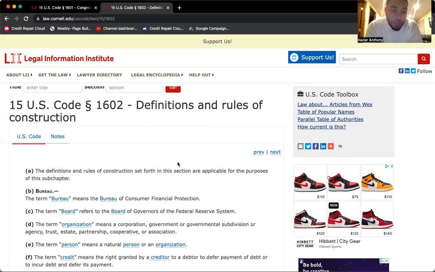A, definitions and rules of construction set forth in this section are applicable for the purposes of this subchapter. B, the term bureau means the Bureau of Consumer Financial Protection. When we talk about the consumer reporting agencies, we call them credit bureaus, but they are not bureaus. The only bureau is the CFPB, which is the Consumer Financial Protection Bureau.